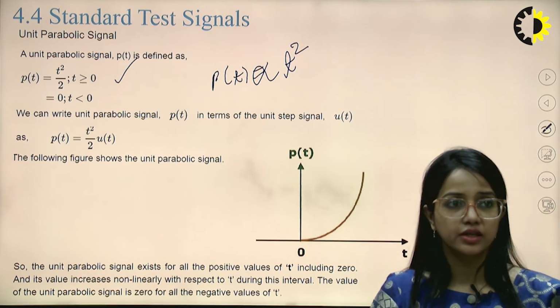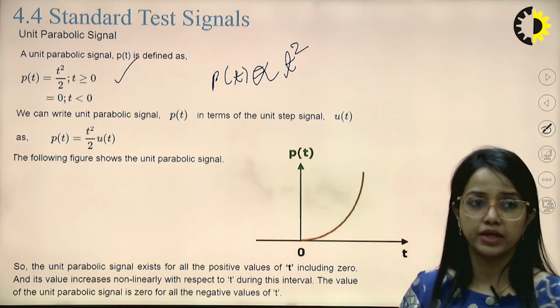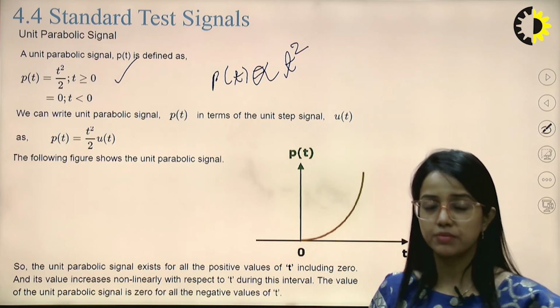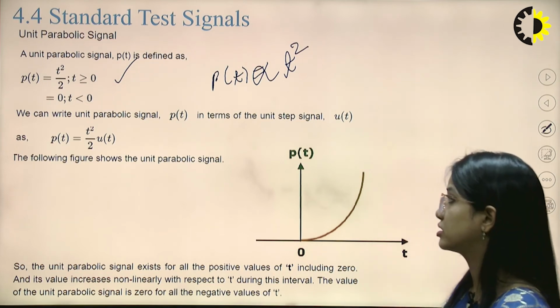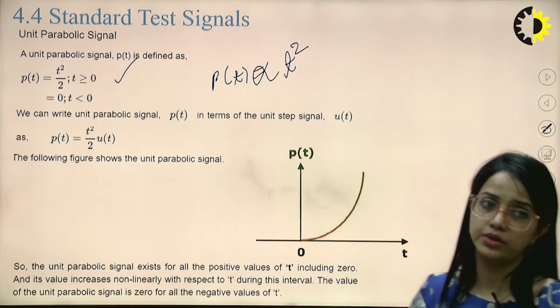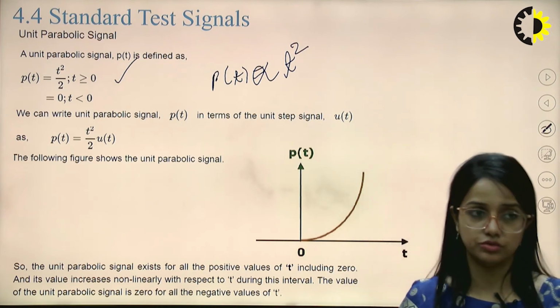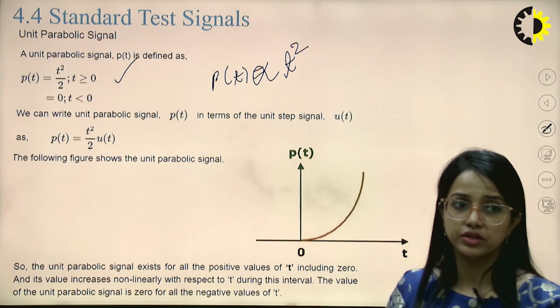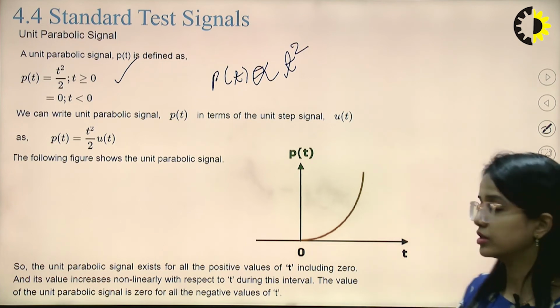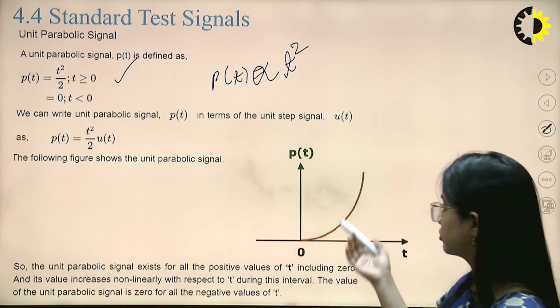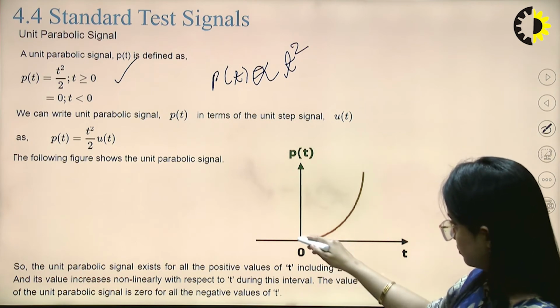We can rewrite the unit parabolic signal in terms of the unit step signal, and of course, just like we have done in the case of ramp, we can write it as p(t) equals t square by 2 u(t). The following figure shows the unit parabolic signal, and here p(t) equals this curve here.